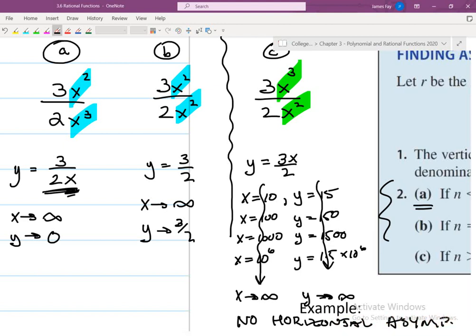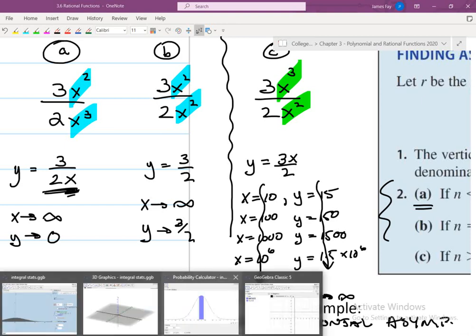Okay? What you actually end up getting is what we call a slant asymptote. And that slant asymptote basically is an asymptote that is either a line or another curve. That line has a slope to it other than 0. Does that make sense?